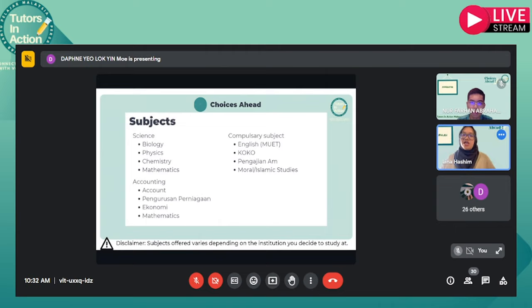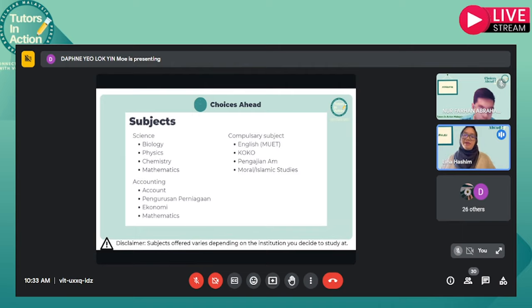But here, everyone cannot drop chemistry. You must ambil chemistry. So everyone in science student in the college ambil chemistry. So the accounting, you take account subject, pengurusan perniagaan, economy, and mathematics. So mathematics for accounting and mathematics science berbeza, because mathematics science is actually harder than mathematics accounting, which makes sense because account itself dah ada melibatkan calculation. So that's why their mathematics is easier.